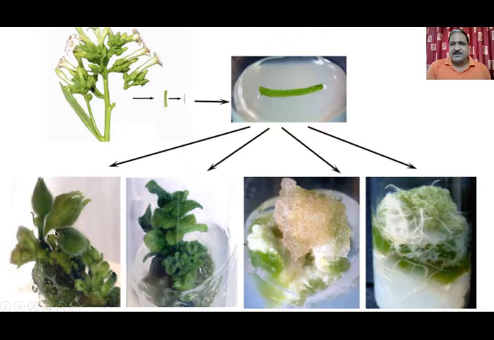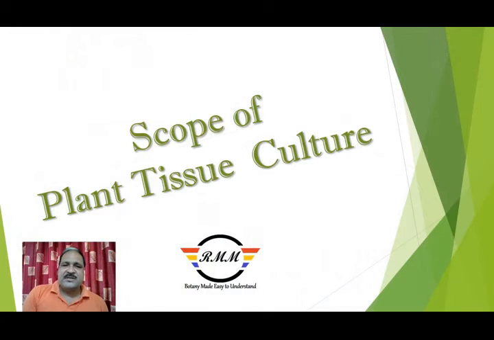These ready plantlets are then hardened in climatically controlled greenhouses or polyhouses. Depending upon the species, the plants become ready for plantation in the fields. Now we shall see about the scope of plant tissue culture.